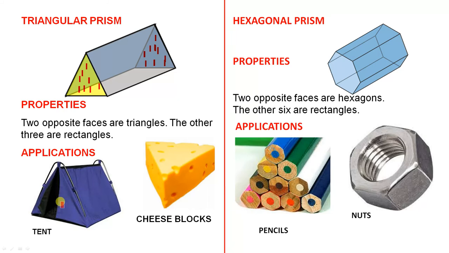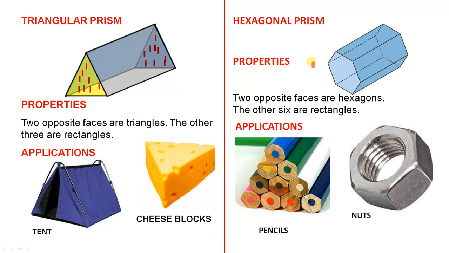We've all seen or experienced the tent. That has a very good approximation to the triangular prism, and also this cheese block here that we've seen many times, and there are many other objects in the real world which have that shape.